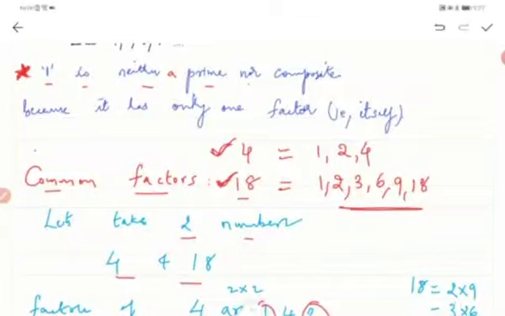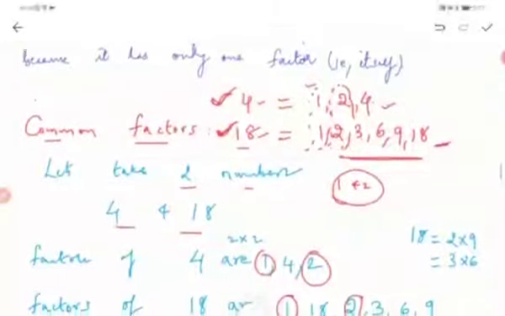So you are checking between these two numbers for the common factors. What are the common factors between these two? 1 and 2 are the common factors, isn't it? 4 is not there in the factors of 18, and 3 is not there in the factors of 4. The factors of 18 are 1, 2, 3, 6, 9, 18. So the common factors, which are there in both 4 and 18, are only 1 and 2.